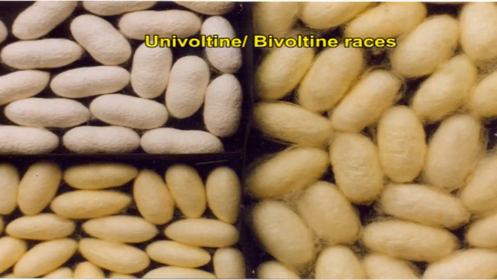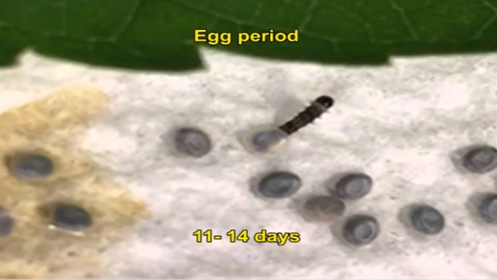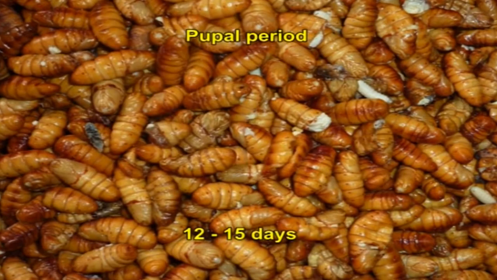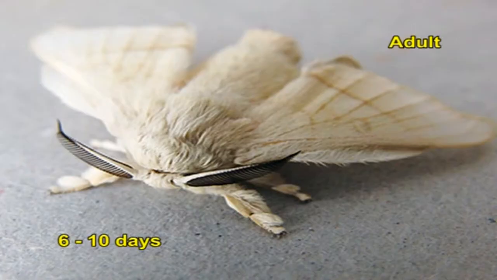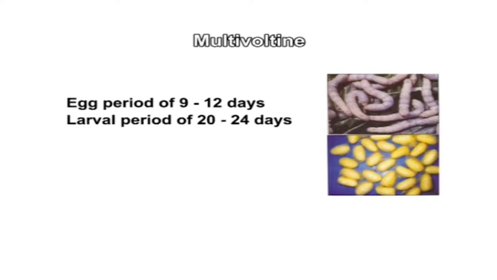In univoltine and bivoltine races, the egg period ranges from 11 to 14 days after break of diapause. Larval period ranges from 24 to 26 days. Pupal period ranges from 12 to 15 days and the adult lifespan is 6 to 10 days. Whereas the multivoltine race completes its life cycle early, with an egg period of 9 to 12 days, larval period of 20 to 24 days, pupal period of 10 to 12 days and adult lifespan of 3 to 4 days. Now let us know about each of these stages in detail.